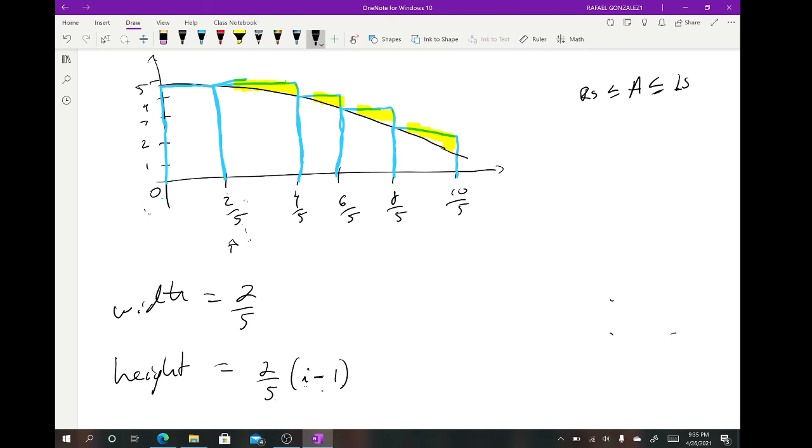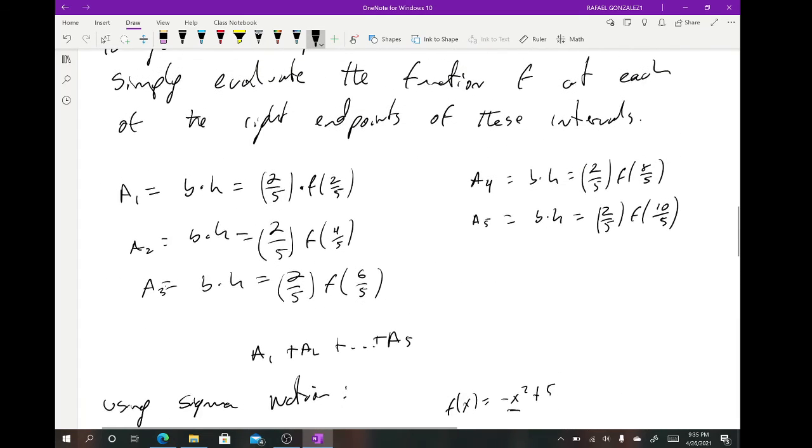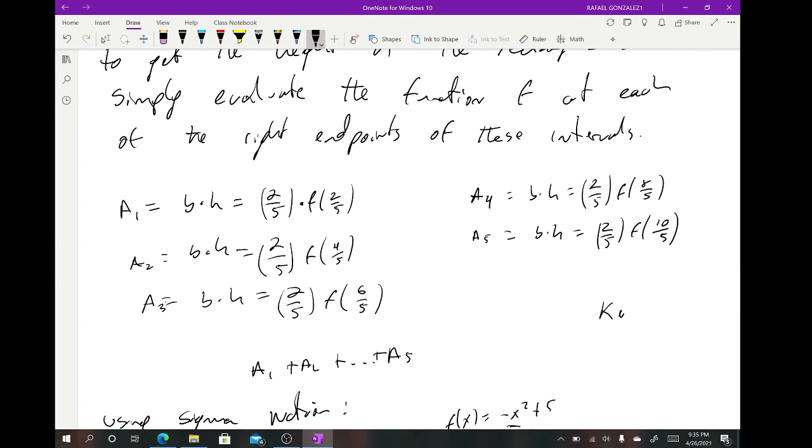So for the left sum, the left endpoint is given by your value times i minus 1. So let's call that value k. So it's going to be k times i minus 1 for the left sum. And for the right sum it is going to be k times i.